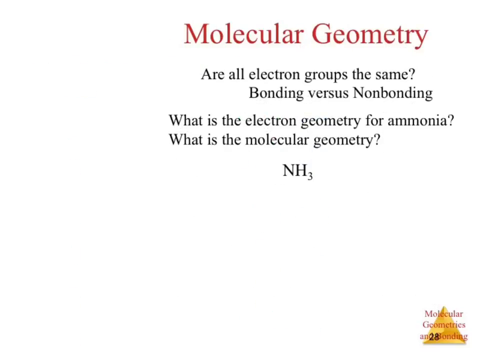So, we've now established that we can get an electron domain. How do we get our molecular geometry? Okay, well, some smart aleck went through and said, okay, let's take a look at the Lewis structure for ammonia, NH3.